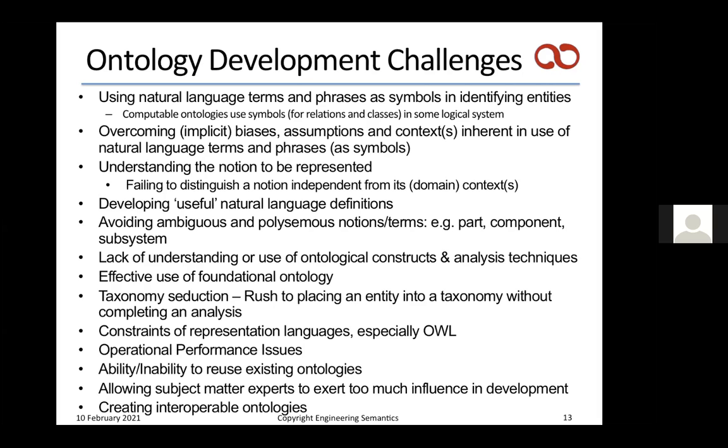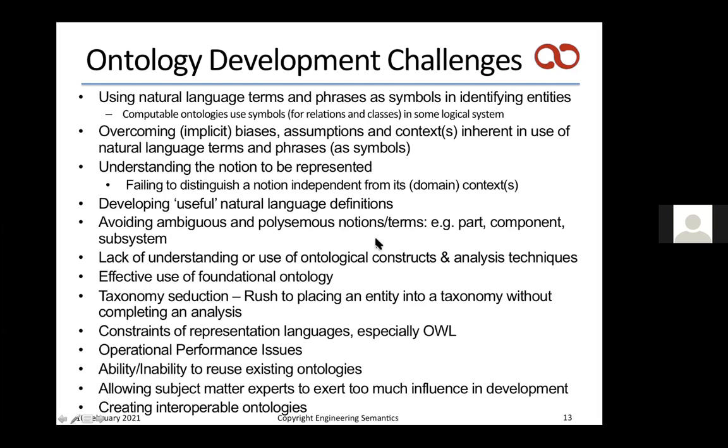Now, if you're doing an application ontology, then you probably already have an idea of what that natural language definition should be, because you want it to conform to the expectations or the requirements in your particular application or information system. And now another problem is avoiding ambiguous or polysemous notions.